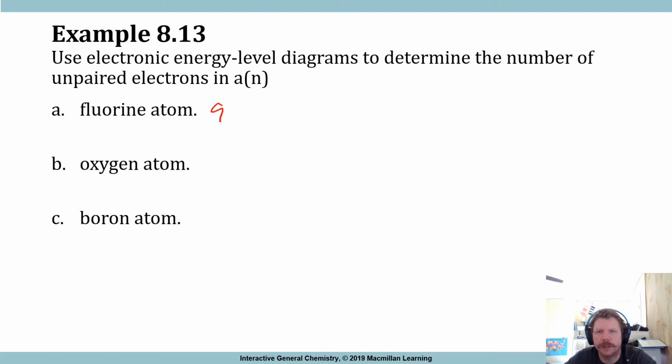Oxygen has a total of 8 electrons. And boron has a total of 5 electrons. So, let's see, I'll go with fluorine: 1s, 2s, 2p. Now, one thing that's important, you could look at this as the 2px, 2py, 2pz. These p orbital electrons are slightly higher energy than those 2s orbital electrons.